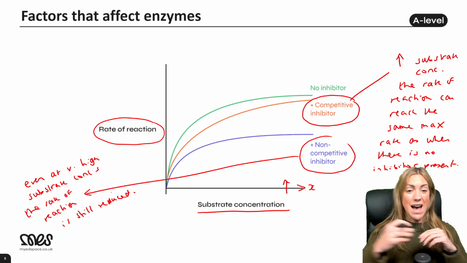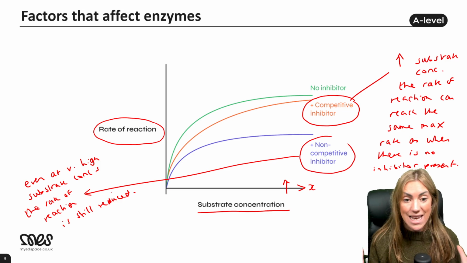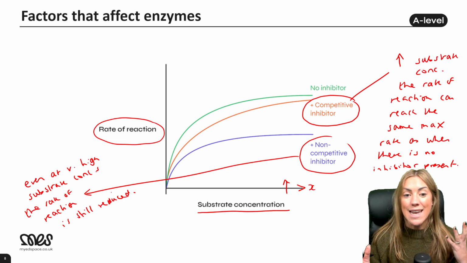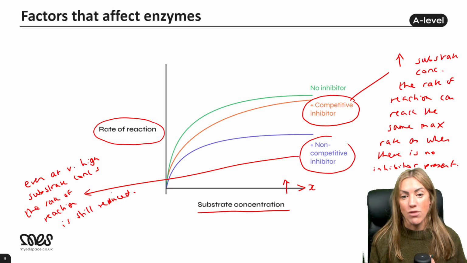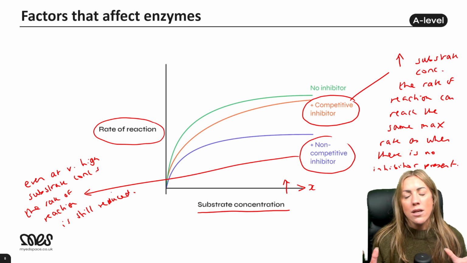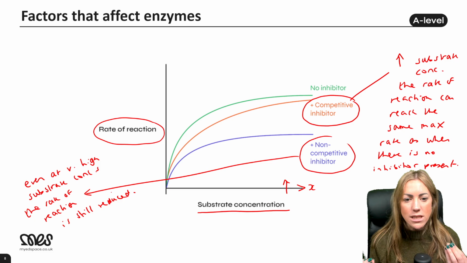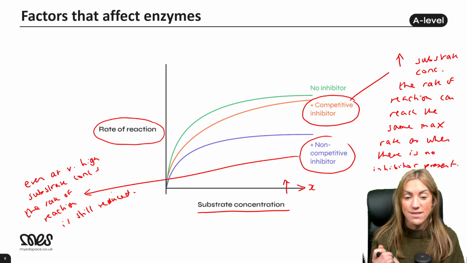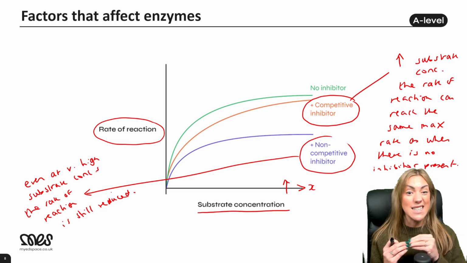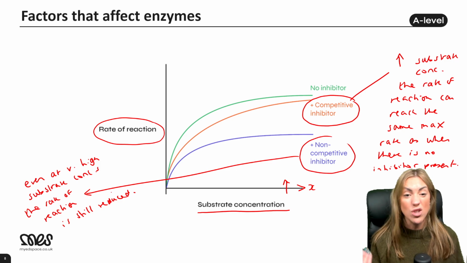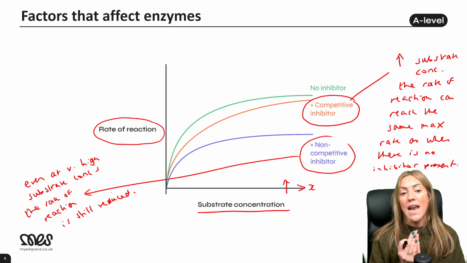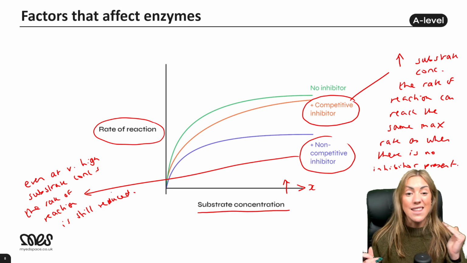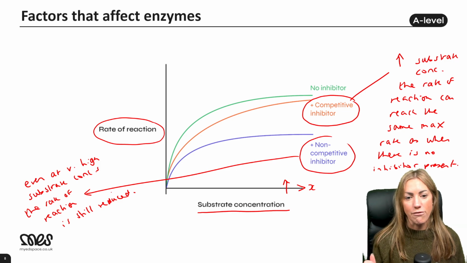And the reason for that is no matter how high the concentration of substrate is, it doesn't matter. The inhibitor is not in competition with the substrate. So you could have a super high concentration of substrate and only a very small concentration of inhibitor, but that inhibitor can still bind to the enzyme's allosteric site, and it can still change the shape of the active site, and it can still prevent the substrate from binding. Remember, the non-competitive inhibitor is not competing for the active site. It's not trying to bind to the active site. So even at very high substrate concentrations, the inhibitor is still going to reduce the rate of reaction.